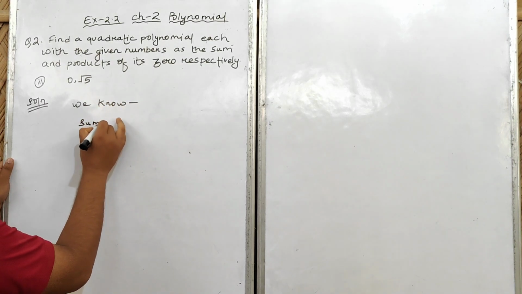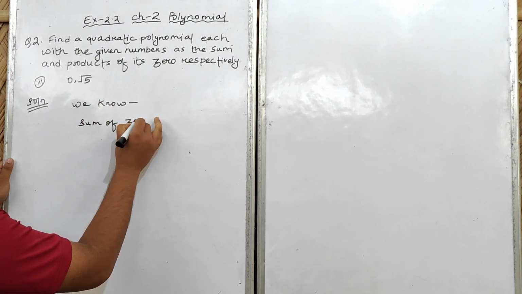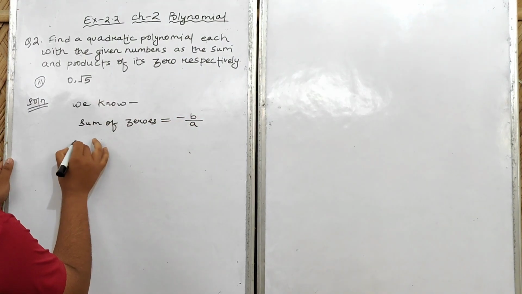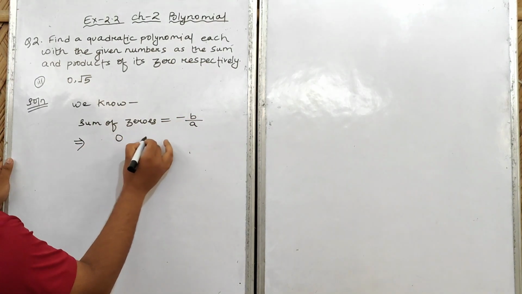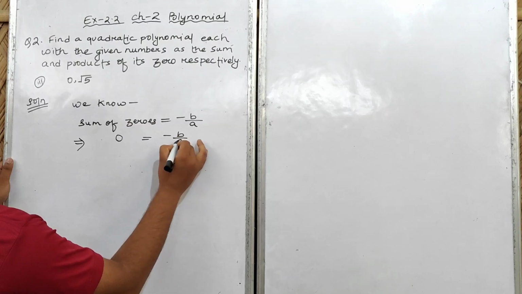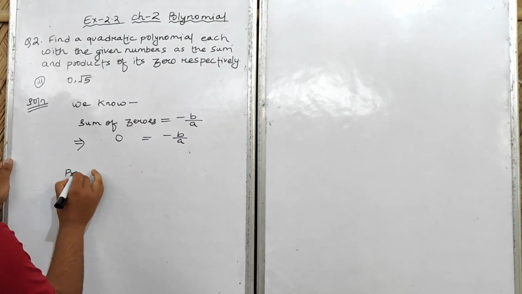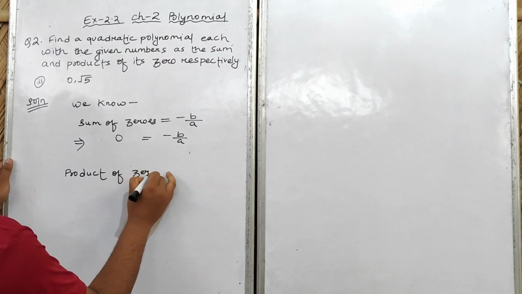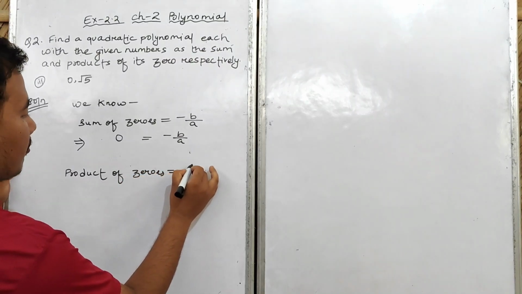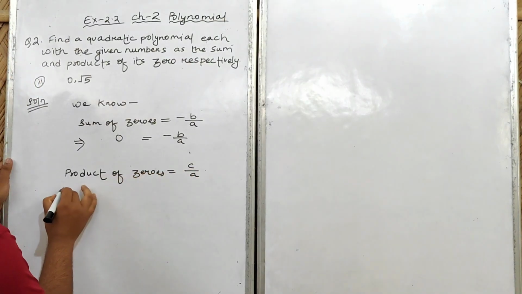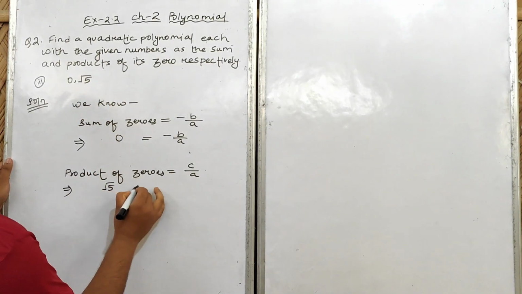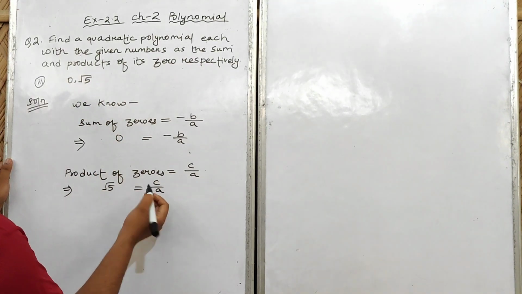We know sum of zeros formula is minus b by a. So this time sum of zeros what is given? 0 equal to minus b by a. Similarly solve product of zeros. So product of zeros formula क्या था हम लोग का formula? c by a. So equal to product of zeros now how much given? Only root 5. So root 5 equal to c by a.